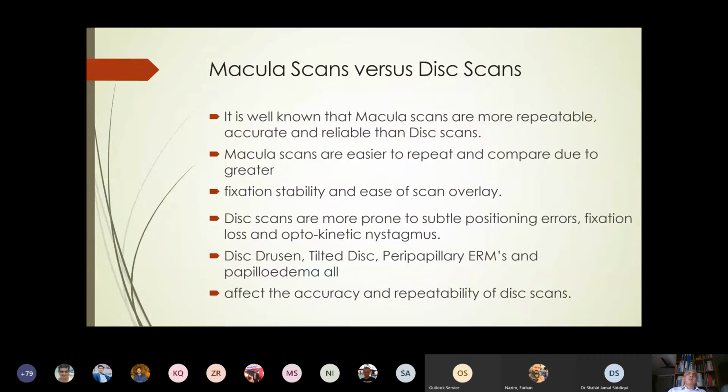It is well known the macula scans are more repeatable, accurate, and reliable than disc scans. That's why fixation is steady over here, and disc scans are more prone to subtle positioning error, fixation loss, and optokinetic nystagmus. Especially, you also need to look out for disc drusen, tilted disc, peripapillary ERMs, and papilledema. All affect the accuracy and reproducibility of a disc scan. If you see the clock hour scan or the TSNIT going into white, you need to always be suspicious that the patient has either disc drusen or swelling of the optic disc.